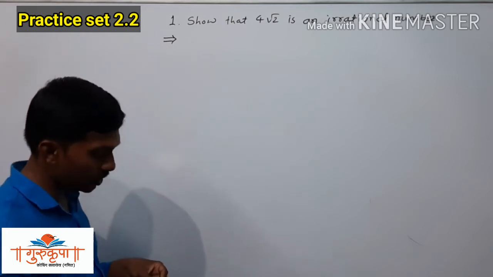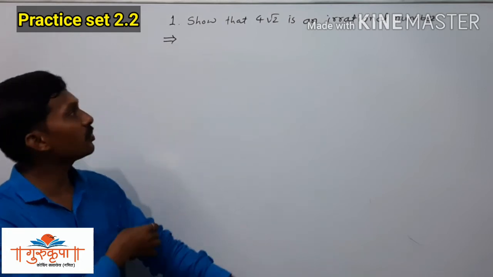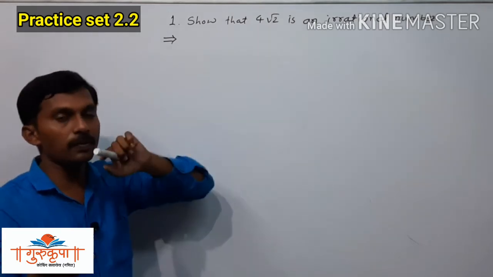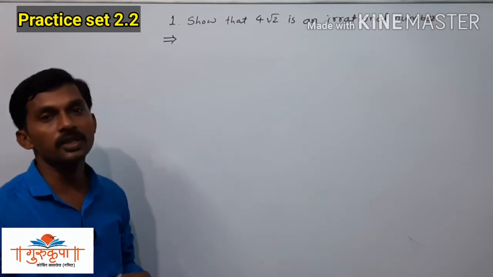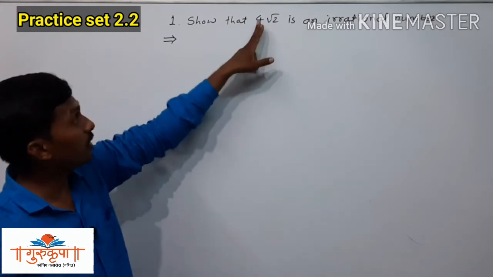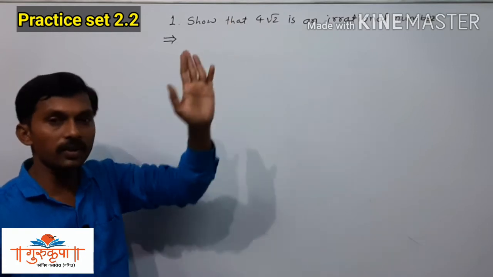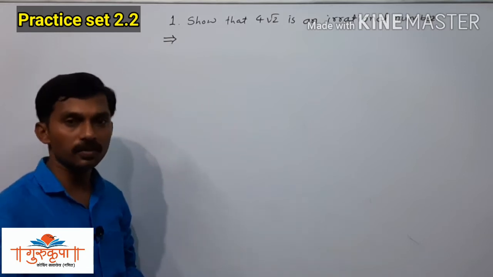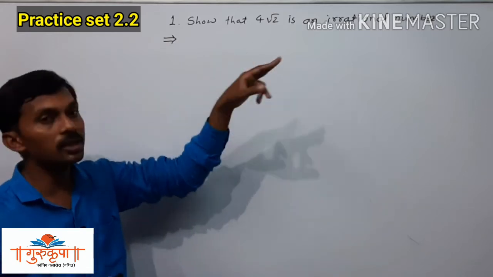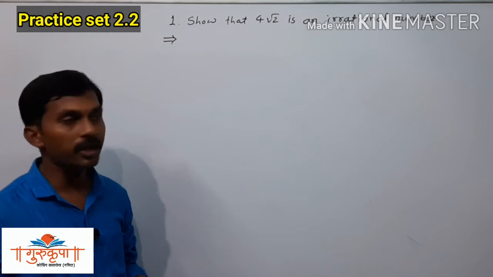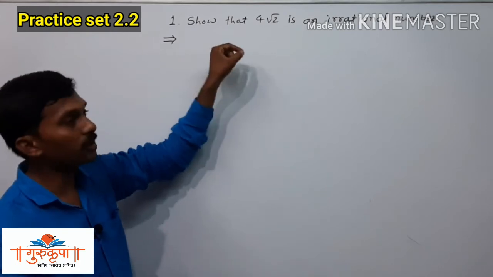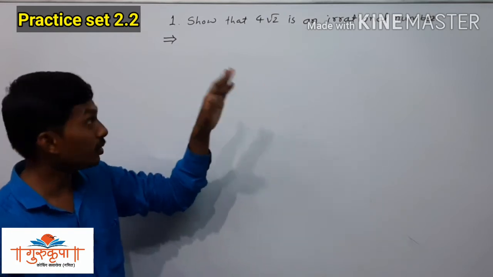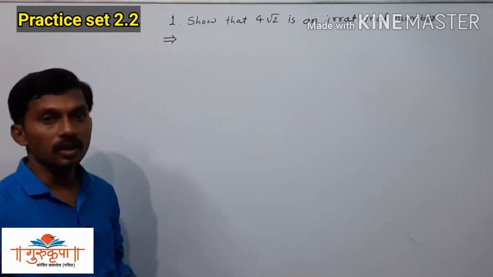So what assumption we have to consider here? Whatever we have to prove, exactly the opposite of it we have to assume. So here we have to prove that 4 root 2 is irrational, so we will consider that 4 root 2 is a rational number. And then we have to prove that our assumption is false, our assumption is wrong. So here first we will write the assumption.